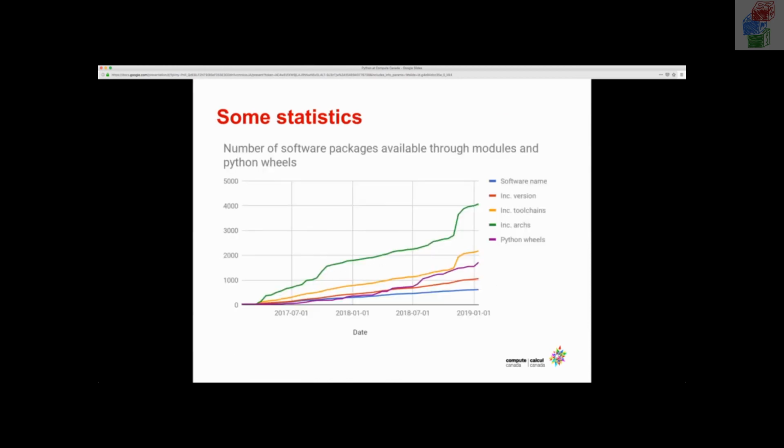So in terms of statistics, we have a team installing software. So now we have thousands and thousands of modules. Over 2018 there was a bit of a bump towards the end. October, November, that was my colleague Maxime Boissonneault recompiling a lot of things for newer toolchains, GCC 7.3 and Intel 2018. And you also see at the bottom a lot of Python wheels, which I'll get to in a moment. We have about 1,500 of those.